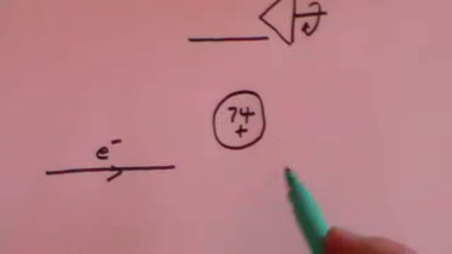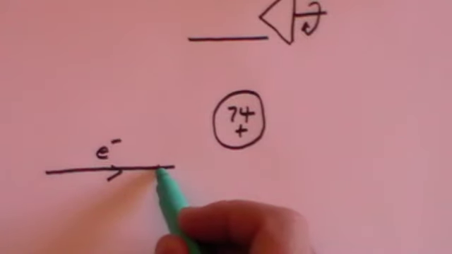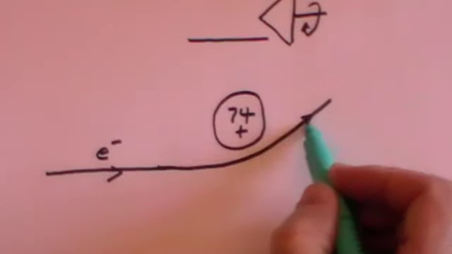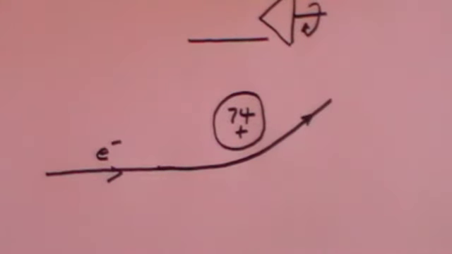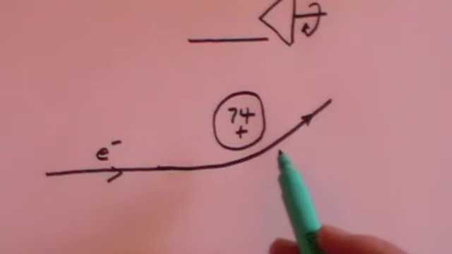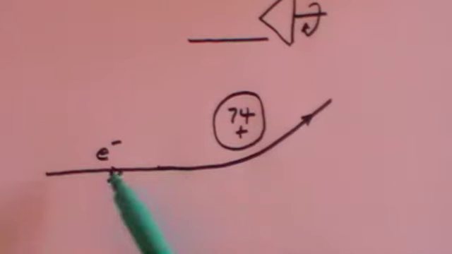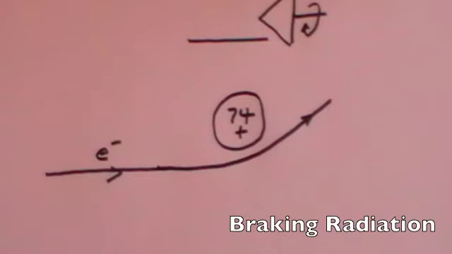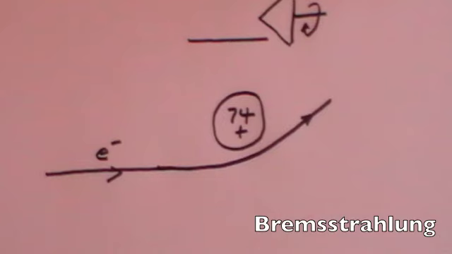It won't be stopped because it's travelling too fast, it's huge energy, but it will be slowed down and it will be diverted as it moves towards the positively charged nucleus. And that means that it both changes direction and slows down. And as it slows down, it loses its kinetic energy, and that energy is converted into X-rays. And that is called braking radiation, or in German, Bremsstrahlung.